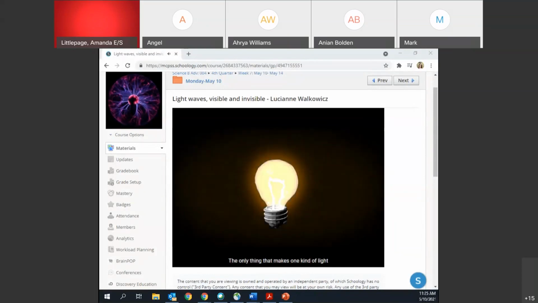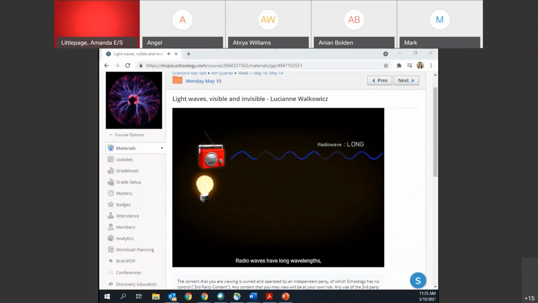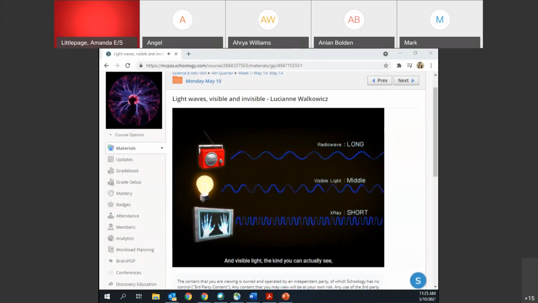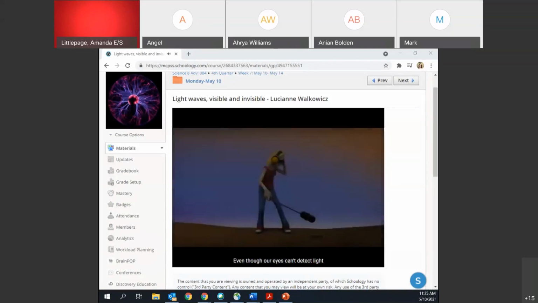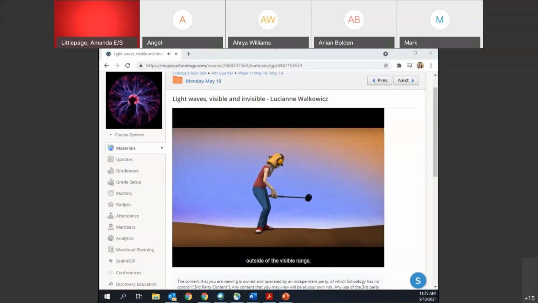The only thing that makes one kind of light different from another is its wavelength. Radio waves have long wavelengths, while X-rays have short wavelengths, and visible light, the kind you can actually see, is somewhere in between. Even though our eyes can't detect light outside of the visible range, we can build special detectors that are stimulated by these other wavelengths of light, kind of like digital eyes. With these devices, we can measure the light that is there, even though we can't see it ourselves.